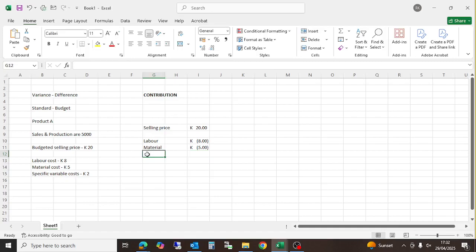And then we have other variable overheads. Do you know what other variable overheads are, or basically specific variable costs?